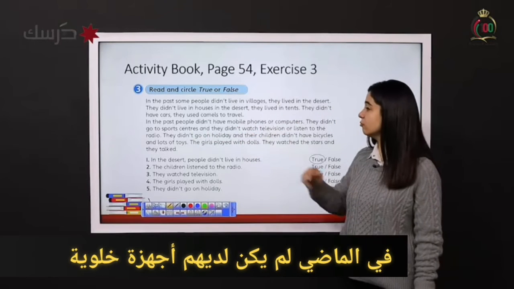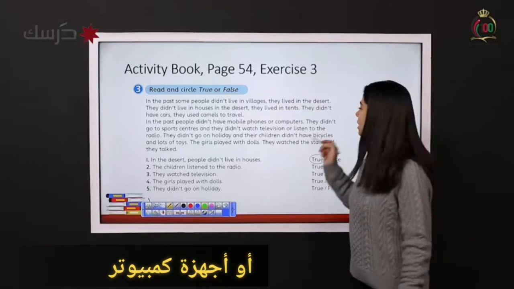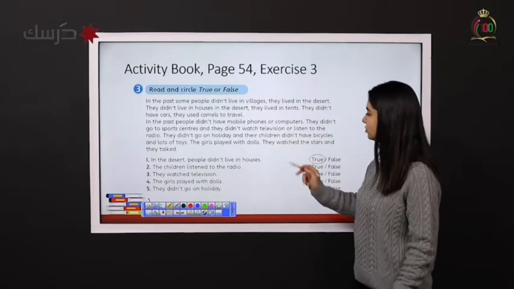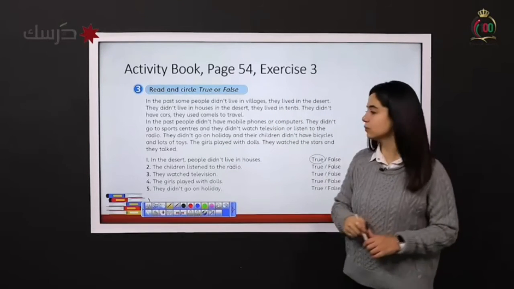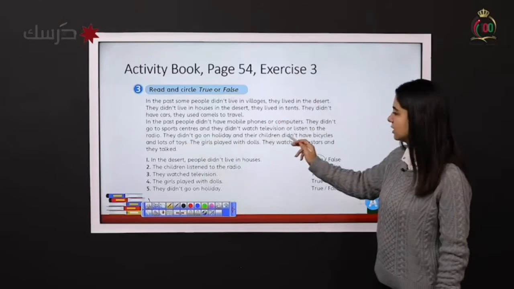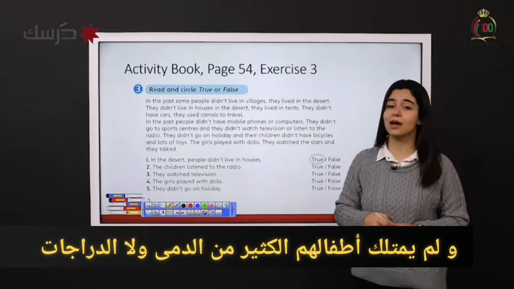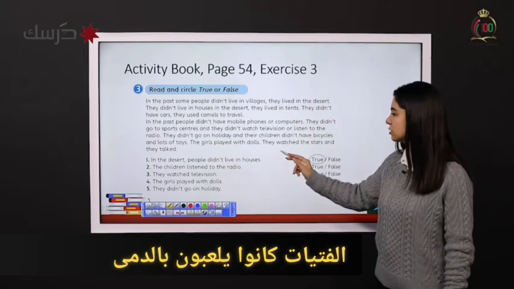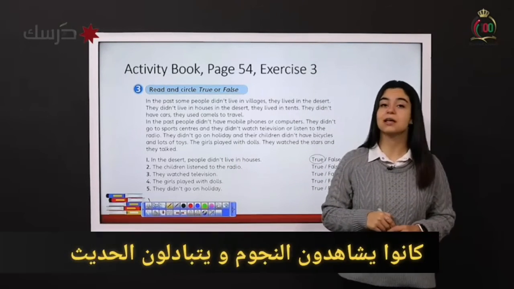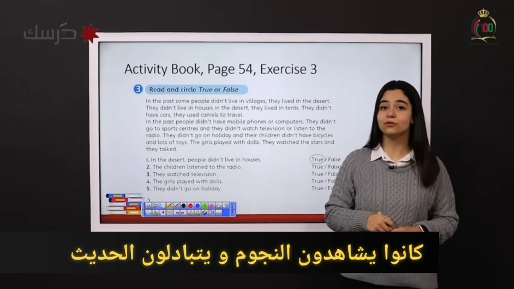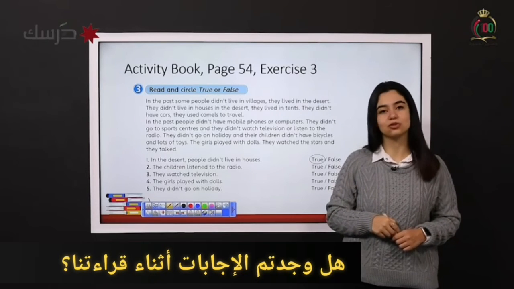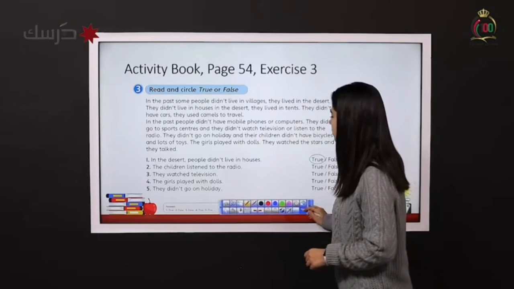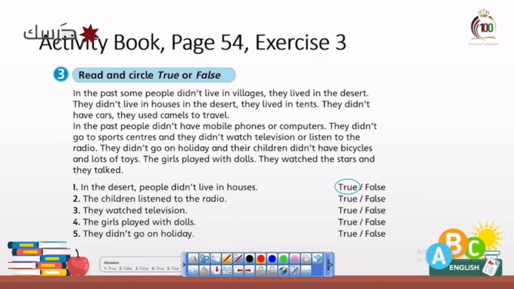In the past, people didn't have mobile phones or computers. They didn't go to sports centers and they didn't watch television or listen to the radio. They didn't go on holiday and their children didn't have bicycles and lots of toys. The girls played with dolls. They watched the stars and they talked. Did you find the answers if these sentences are true or false? Let's check out together and we are going to start with the first one.